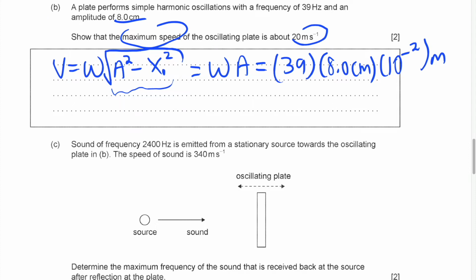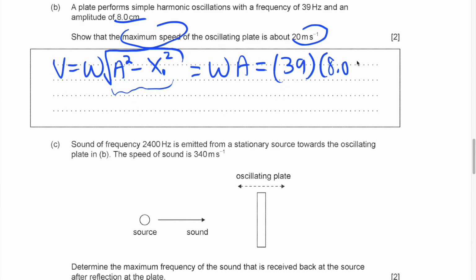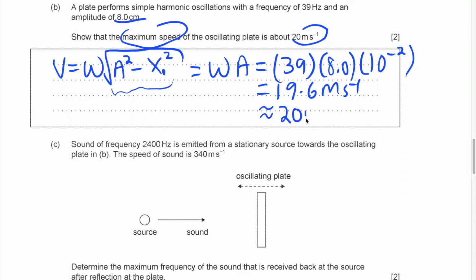So let me erase the unit here. Multiply by 0.8, converting centimeter to meter. We multiply by 10 to the power of negative 2, and this is equal to 19.6 meter per second, which is approximately equal to 20 meter per second.